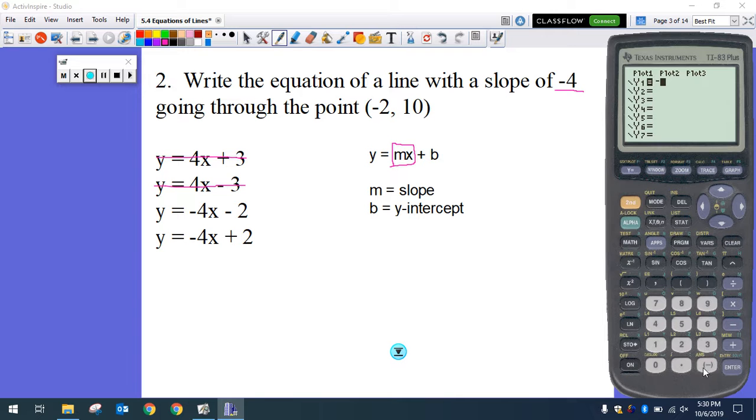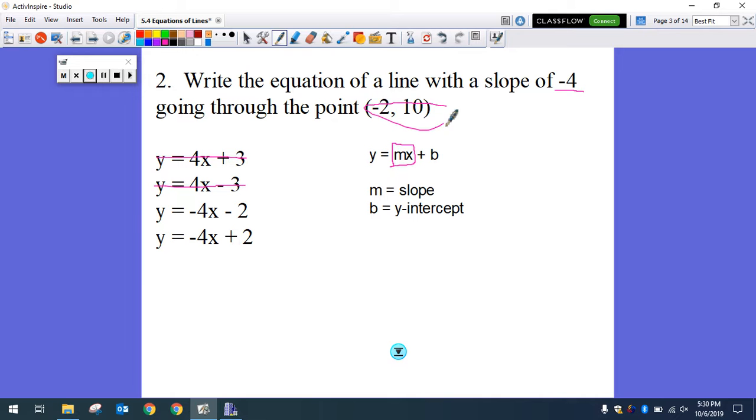y equals -4x minus 2. And let's second graph. See if it goes through (-2, 10). It does not. It goes through (-2, 6). Let's double check with C just to make sure. C says -4x plus 2. And let's do second graph. See if it goes through (-2, 10). It sure does. See, I wanted that (-2, 10) and I got it. So D is your answer for this one.